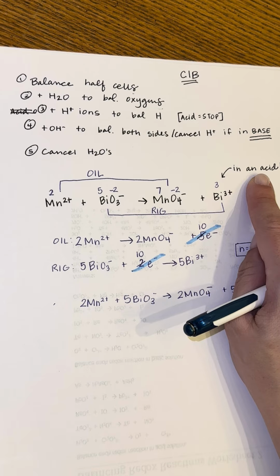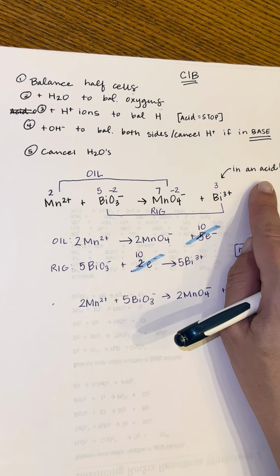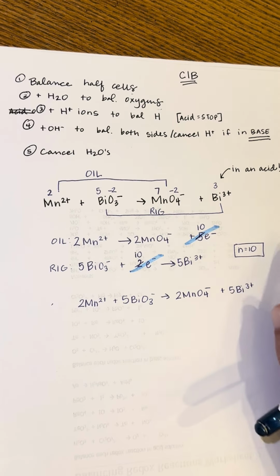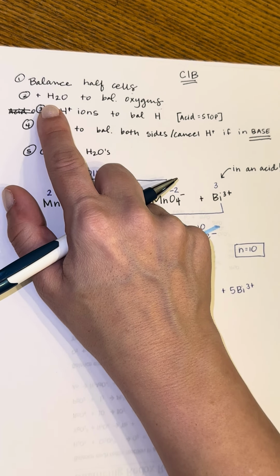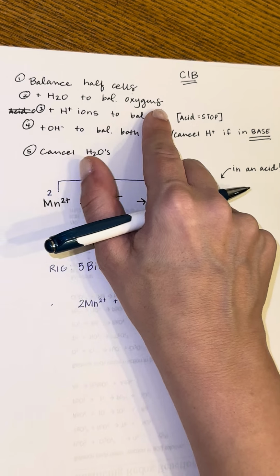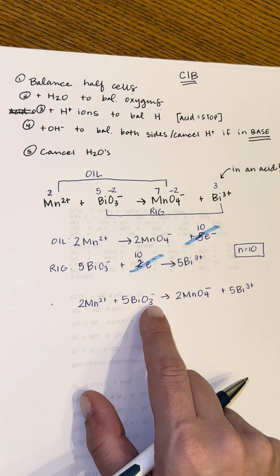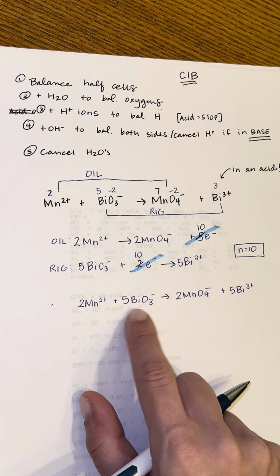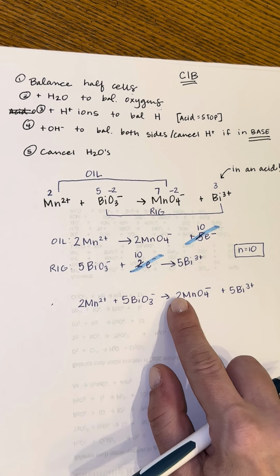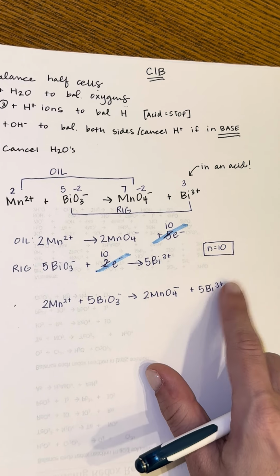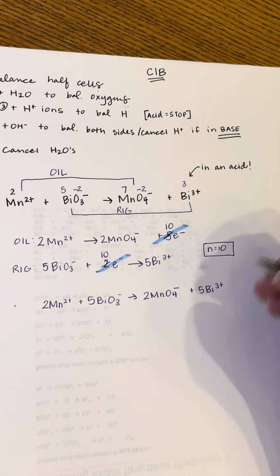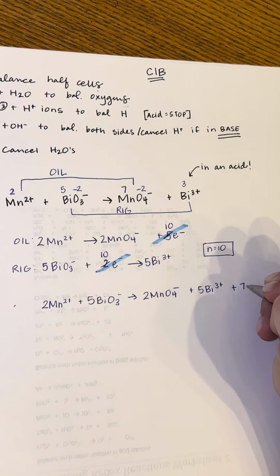We also know we're in an acid. They have to tell you, you can't just guess, is it an acid or a base? So that's going to help us with these steps. No matter what, whether you're in an acid or base, step 2, add water to balance your oxygens. So look over here, I have 15 oxygens. Look over here, I have 8. So I need more oxygens on this side. I need 7 more. So I'm going to add 7 waters.